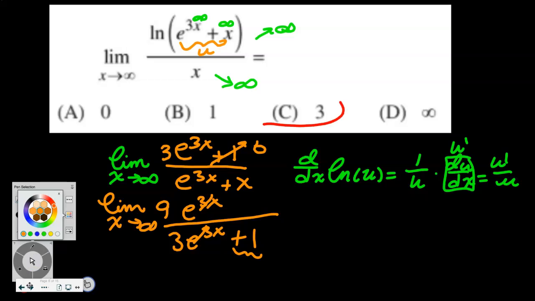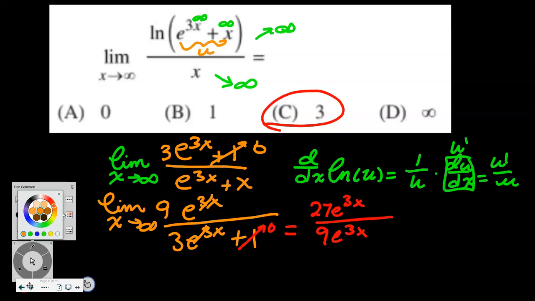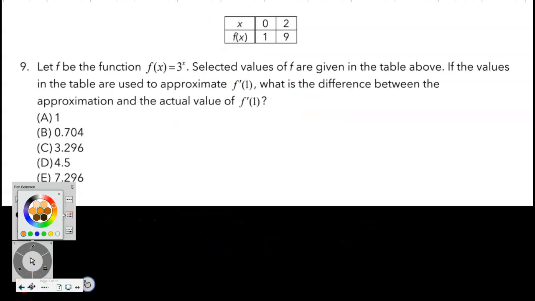So I can see it's a 3, but if you wanted to, you could still L'Hopital it one more time, because you still have infinity over infinity, and you'd have 27e to the 3x over 9e to the 3x, and then the 1 would go to 0 on the second, or third actually, iteration of L'Hopital's rule. Now these are for sure tied, and my answer is 3. So you could have quit at the second iteration, but you didn't have to.